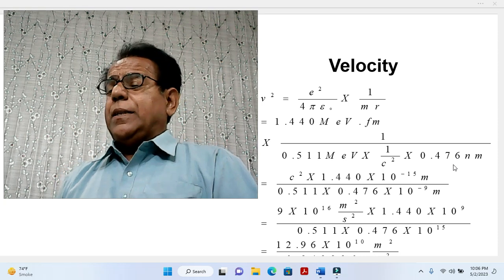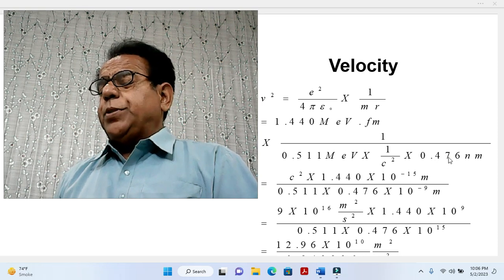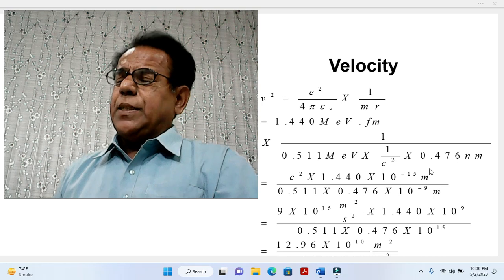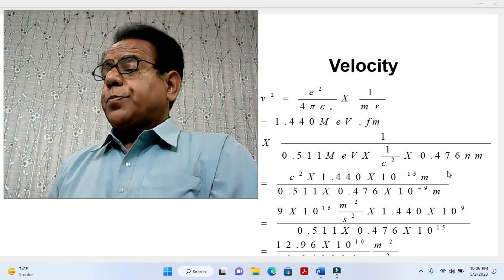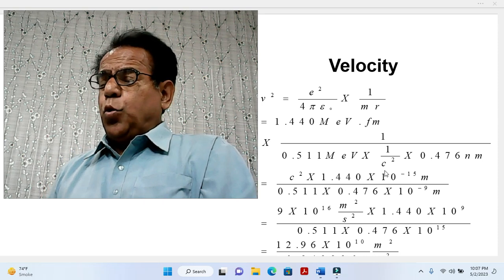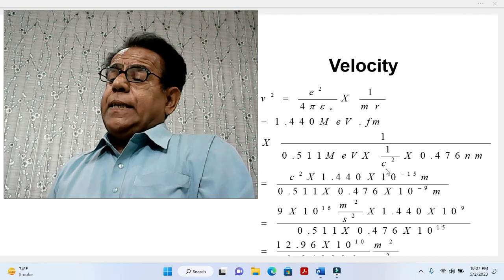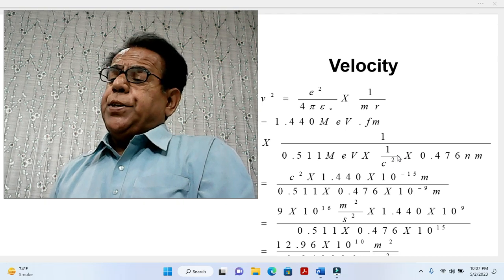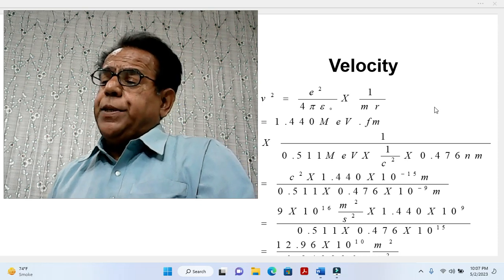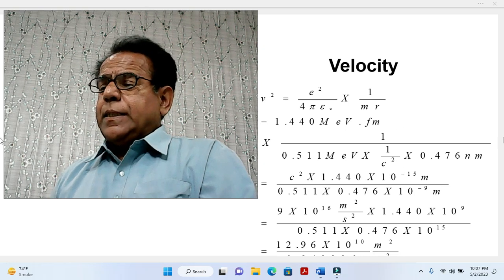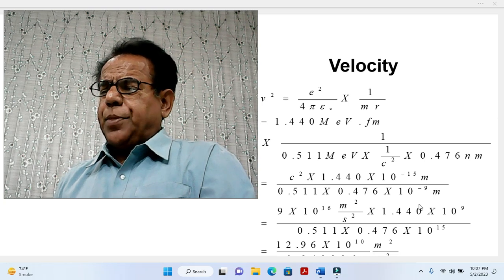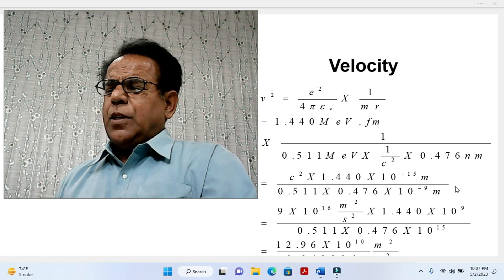But here we have not used that pattern; we have written it in this form. Now, dear students, because c square is in the lower position of the denominator, it will be shifted to the numerator. So in the next step this whole thing will take this form. This is just a simplification, no rocket science.